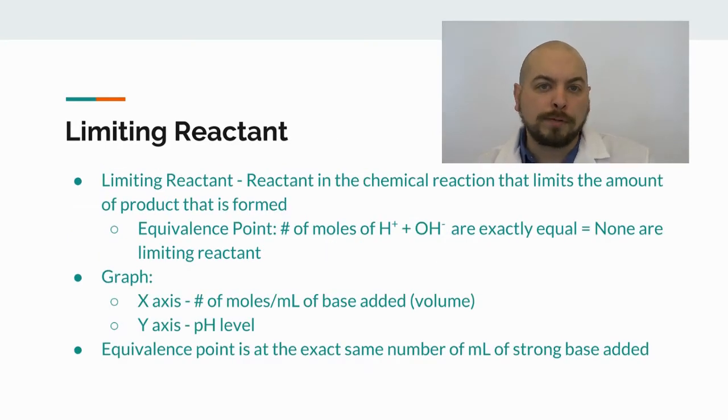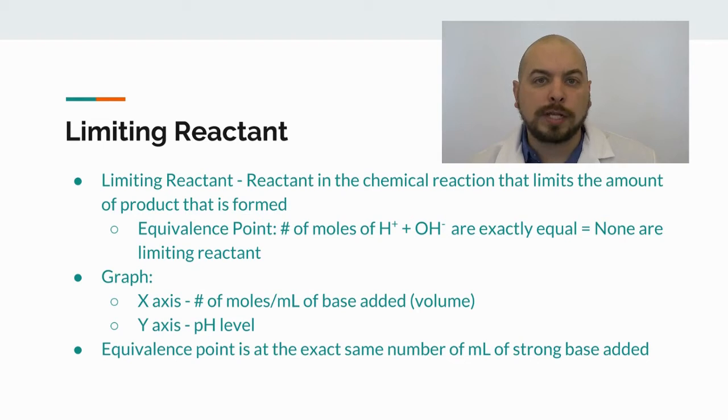One thing to be aware of when we're doing a titration problem, beyond just the simple math that's needed to solve for the unknown concentration, is what are we actually looking at as we're doing a titration. Now, a titration problem is effectively just a limiting reactant problem. And at our equivalence point, we no longer have any limiting reactant. At the equivalence point, the number of moles of H plus and the number of moles of OH minus are exactly equal. So no one's the limiting reactant anymore.